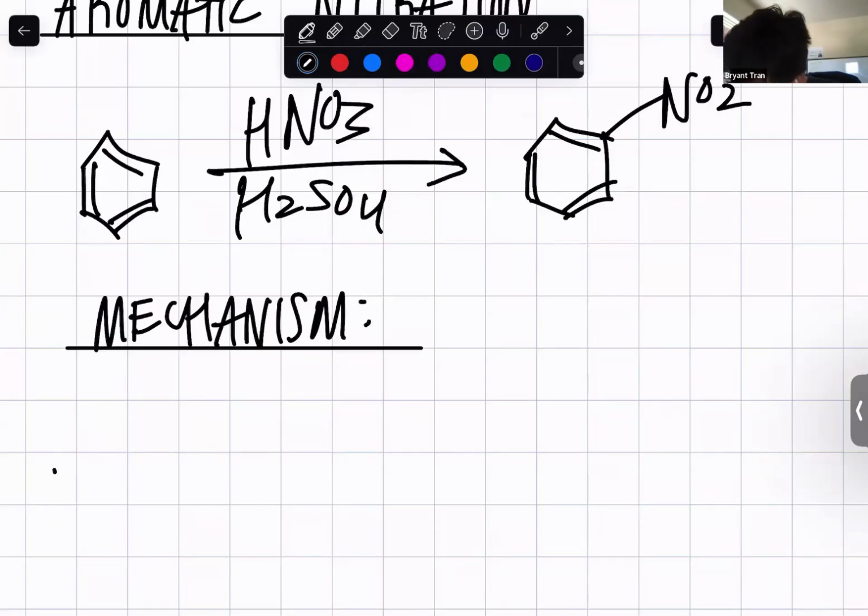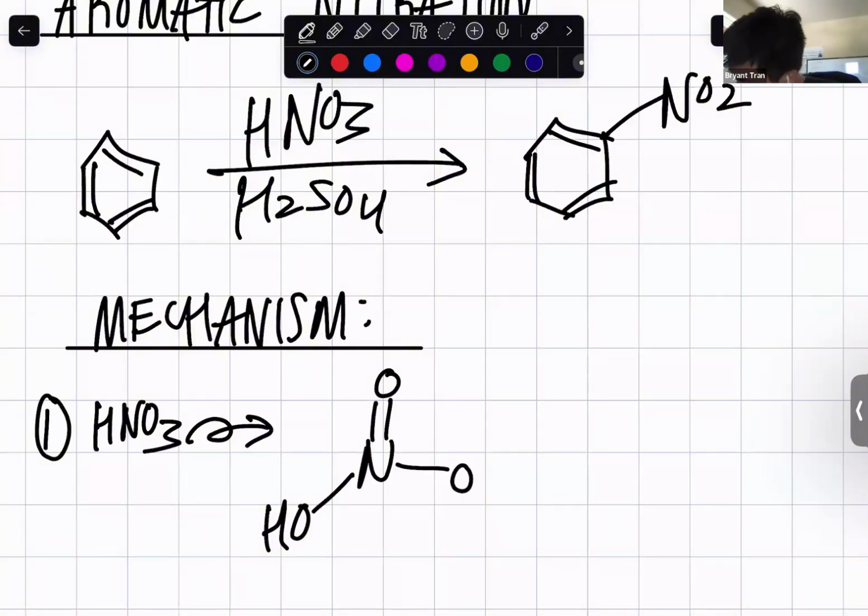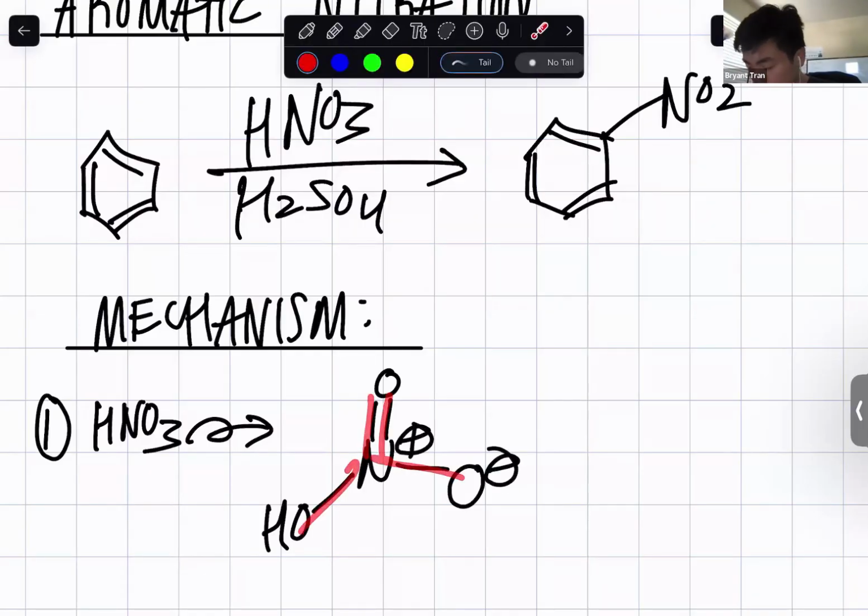So the benzene here will be the nucleophile. Well, no, the first step is to generate our strong electrophile, right? I'm gonna draw out the HNO3 like this. So our HNO3 from the reagents is gonna be this in Lewis structure. The nitrogen will be right here, double bonded to an oxygen, single bonded to a hydroxy group, single bonded to a negatively charged oxygen, and the nitrogen itself with 4 bonds will be positively charged.